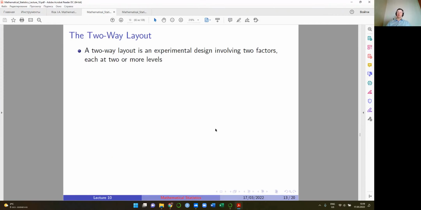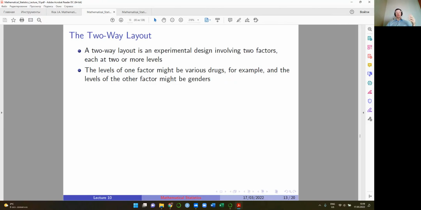In this case, we can apply the extended version of ANOVA, which is called the two-way layout. So the two-way layout has almost the same idea, but we have two factors, and every factor must have at least two levels of influence. So, as an example from biology, the levels of one factor might be various drugs, and the levels of the other factor might be genders. So how different drugs are effective on different genders, males and females. Something like that.